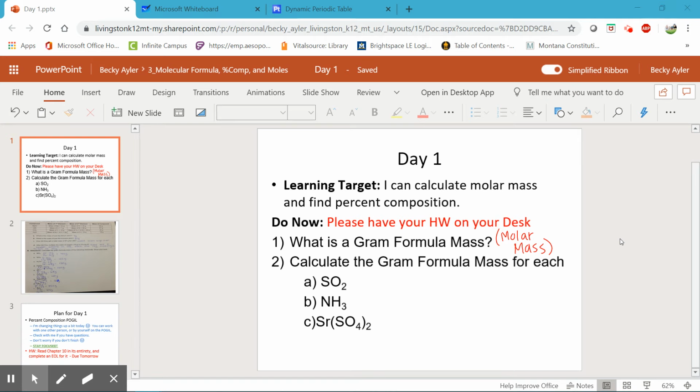So let's first start off with what is gram formula math. Ultimately, this is the do now you would have received if you had been in class today, but I thought it'd be good for us to start our discussion. Gram formula mass is ultimately the same thing as molar mass, and those two terms are used interchangeably. It's really important to note that because you'll be held responsible for understanding that they both mean the same thing. But really, what does it mean?